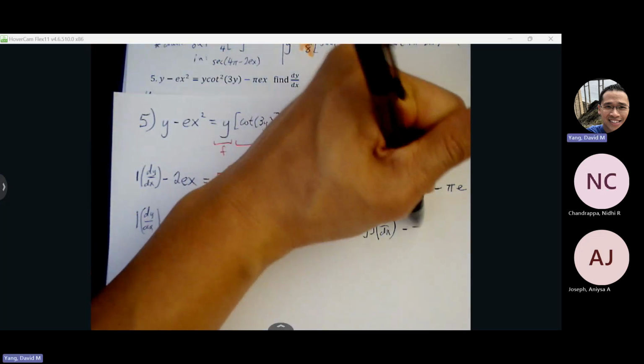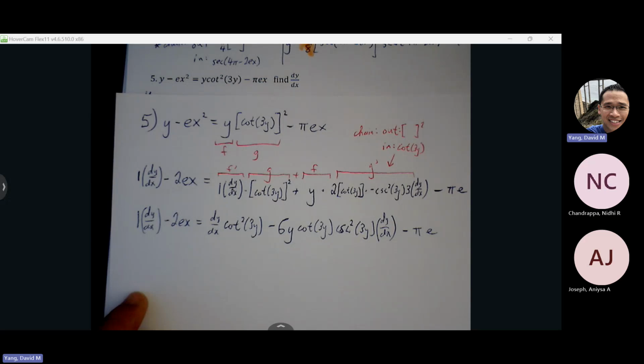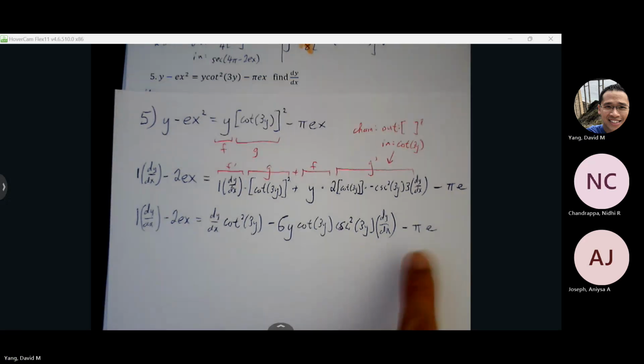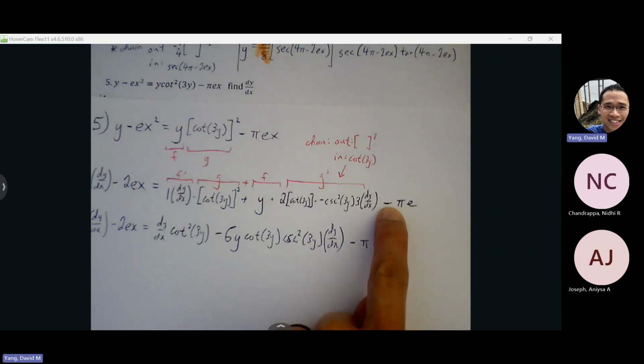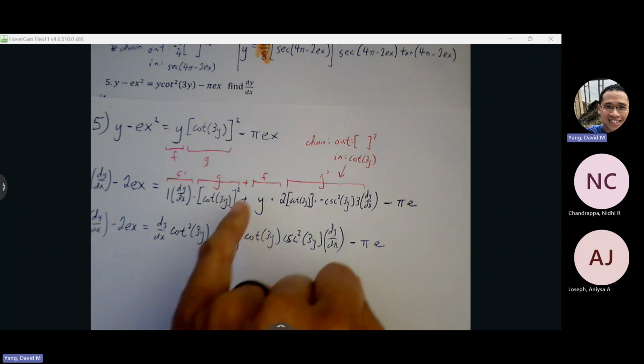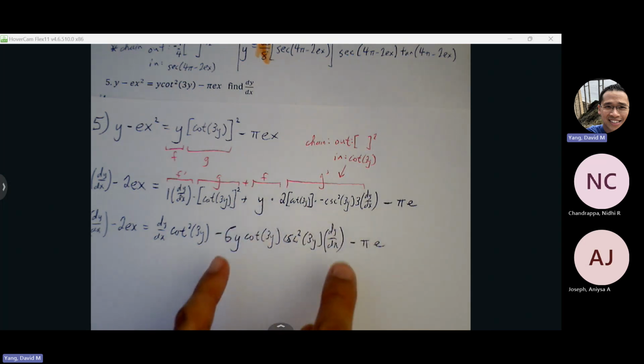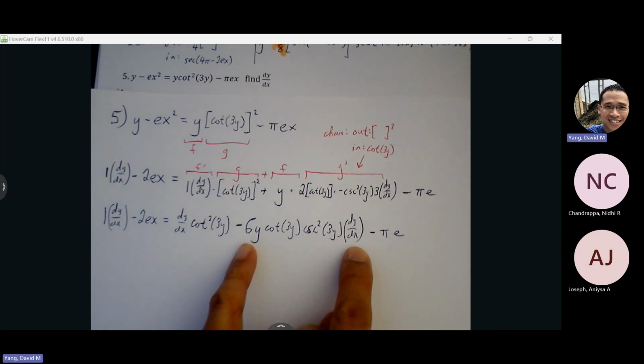Why didn't you combine the pi e with the 6y? Oh, this right here? Yeah. These are separate terms. It's not multiplied by pi e, it's minus pi e. So those are separate terms. All the things that are multiplied together can be pushed together though. Okay.